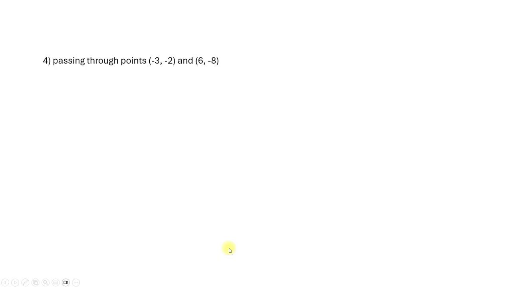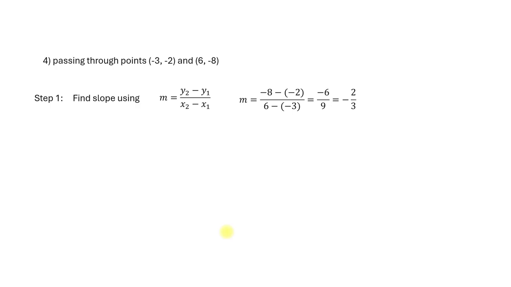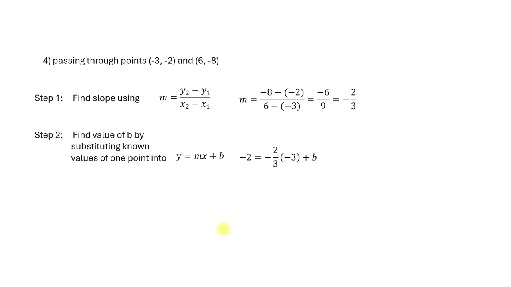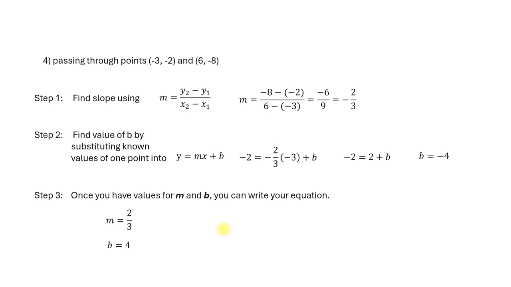Same type of question. Plug in the values into our formula for finding out slope. Gives us ultimately a slope of negative 2/3. Then we'll take what we know and plug it into the y equals mx plus b formula. Solve for b. And now that we know b and the slope, we can write our equation.